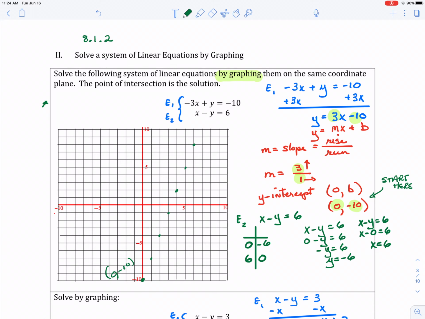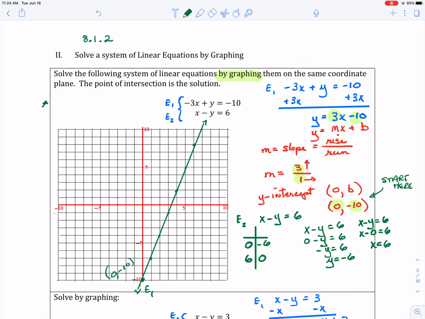Okay, now I'm going to do my best on this slippery surface to get a halfway decent line, because your graphing is really important. It's got to be very accurate for you to get the correct answer. This is equation number 1 that I just graphed there.